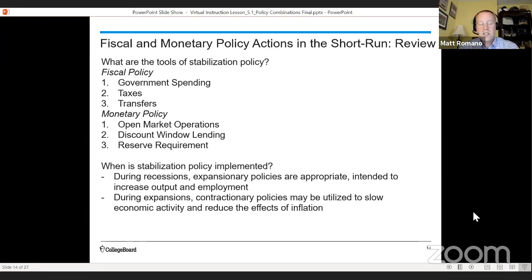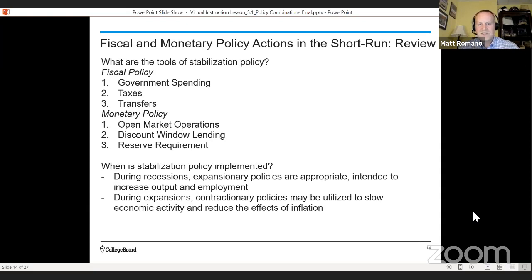Expansionary policies are intended to shift AD to the right, resulting in increased output and increased employment, lowering the unemployment rate. During an expansion, when the economy is growing, it's entirely possible that they'll want to use contractionary policies, which will slow economic activity and reduce the potential effects of inflation. We do see this from time to time as well.